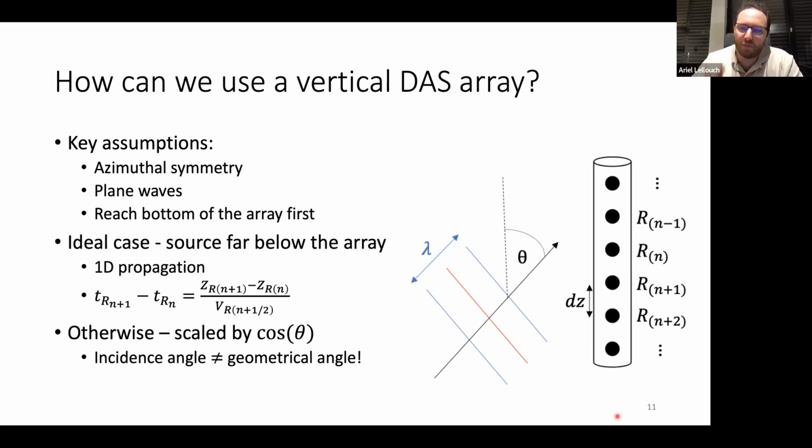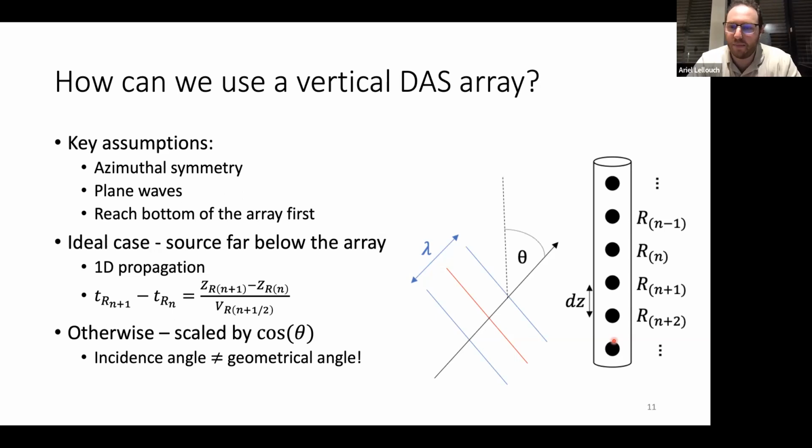So in this case, we can assume the propagation is going to be 1D. It's going to be straight through the array. And then if you look at 2 adjacent DAS channels, the time difference is going to be the depth difference divided by the velocity, right? That's like the easiest exercise in geophysics, like a reverse VSP 101.